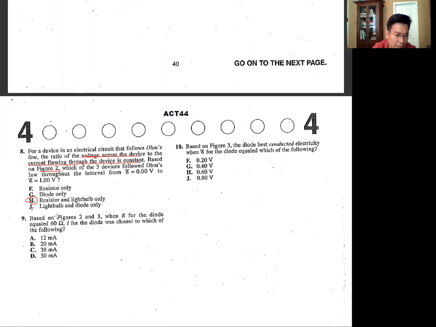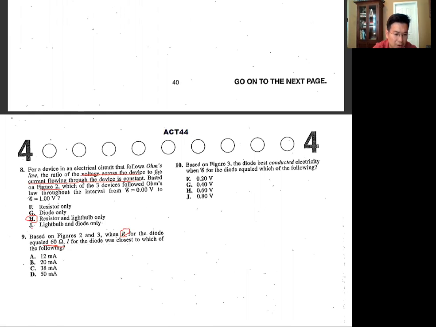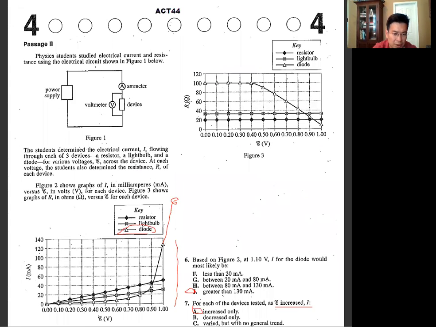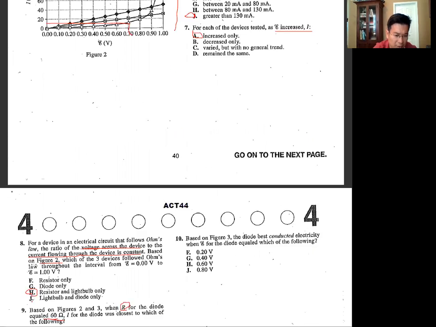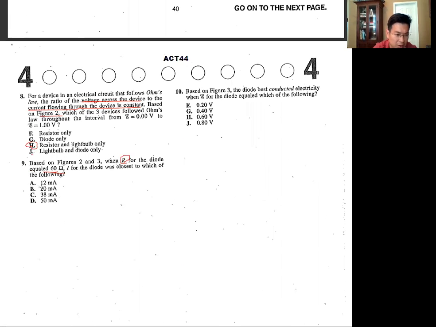H. And then number nine, based on Figures 2 and 3, R for the diode equals 60, and I is closest to which one? So R is from here, 60. You can see V is 0.7. I is around 10 or 15 or whatever you see. So 12 right here, A.